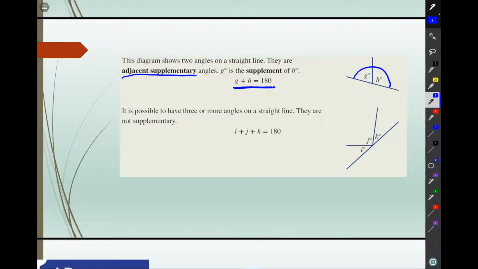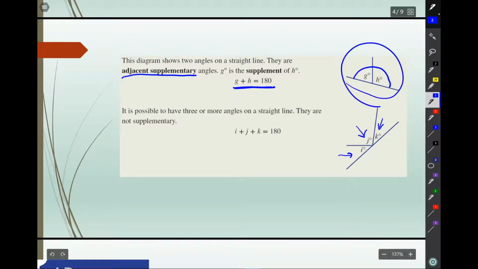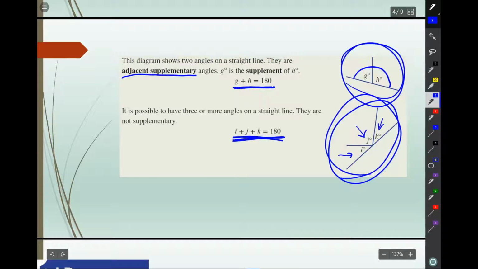And in the same way as with the 90-degree angles, it's possible to have more than two here. Again, in this case, we have three. Only the special case of two angles is called supplementary, but even in this case, the fact that all the angles add up to 180 degrees is something that's very useful and that we are going to use in this unit.